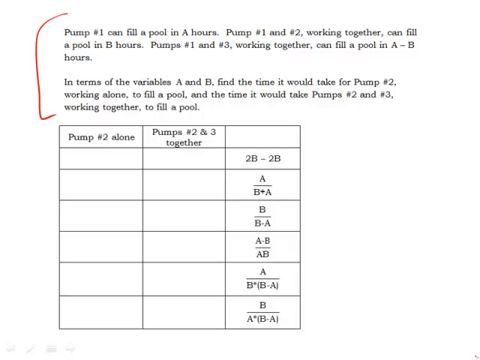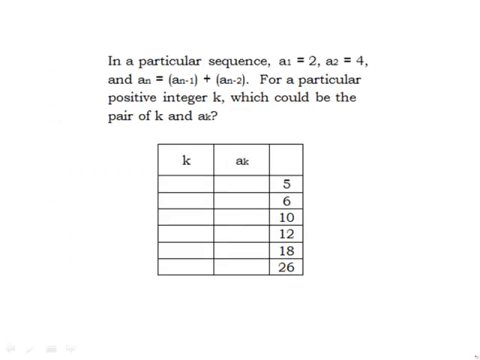One that deserves particular attention is this kind, and the GMAT seems to like this kind of thing. Here it's a sequence. They give us the beginning of the sequence, they give us the rule for the sequence, and they ask us for a particular integer k, which could be the pair of k and a sub k. So k would be the term number, the number on the list, like the 5th term in the sequence, the 6th term in the sequence, the 10th term in the sequence, whereas a sub k would be the value of that term. So we want to know, is the 5th term in the sequence one of the other numbers on the list, or is the 6th term in the sequence one of the other numbers on the list, that sort of thing.